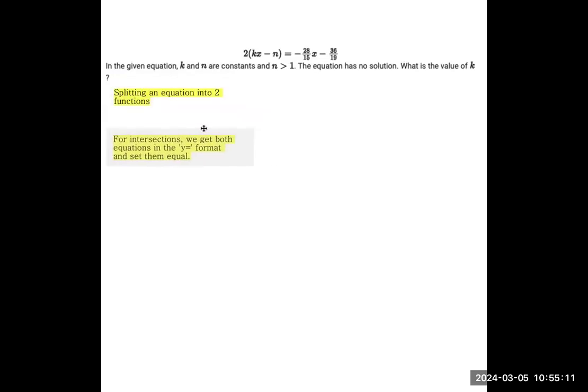And there's a little background story to this. First of all, you need to be reminded that for intersections, you want to get both equations in the y equals format and set them equal to one another. So if I had two functions that look like this, y equals 3x squared, and the other one is 4x plus y equals 9, just making this up as an example.